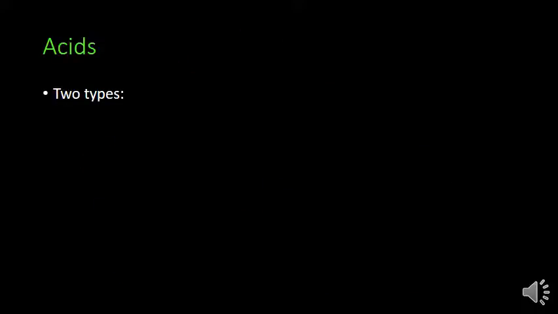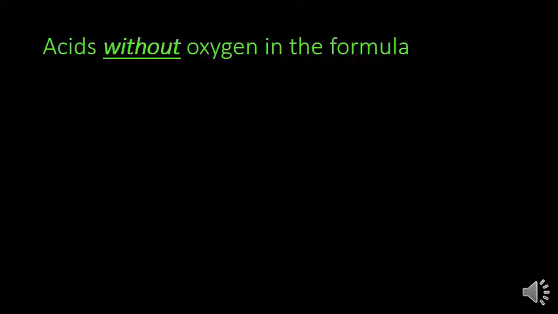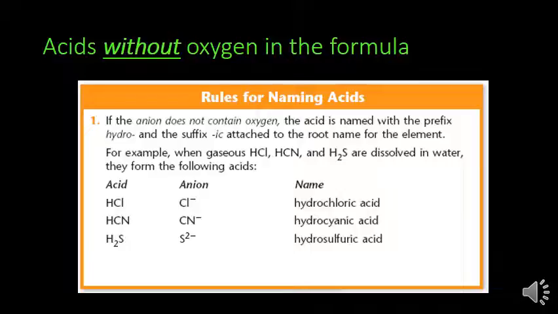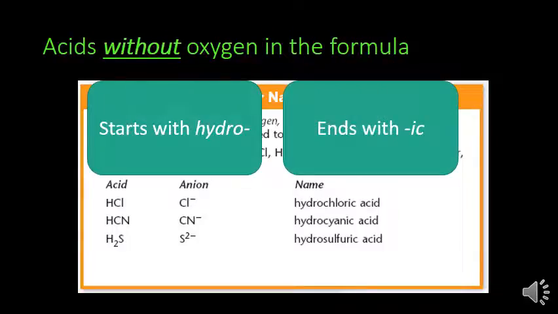If you recall, there's 2 types of acids, those without oxygen in the formula and those with oxygen in the formula. And of course, they have 2 different sets of rules. So those without oxygen in the formula follow these rules. And basically, these rules boil down to, they're going to start with hydro, and it's going to end with ic.